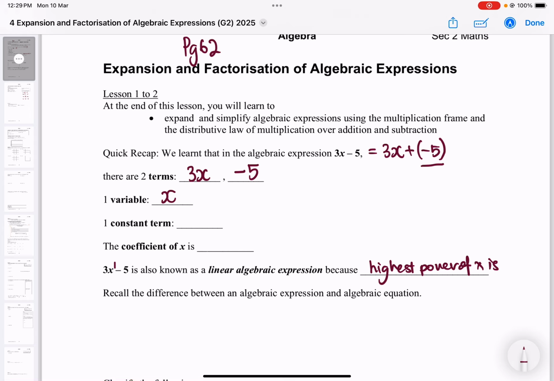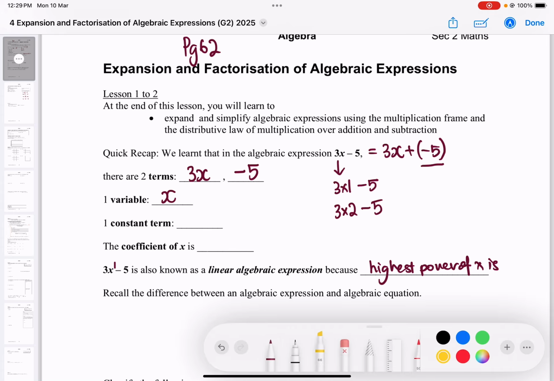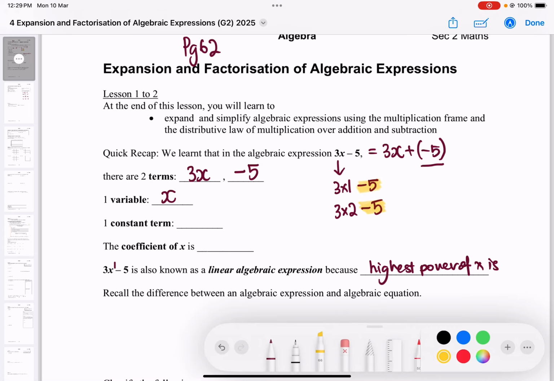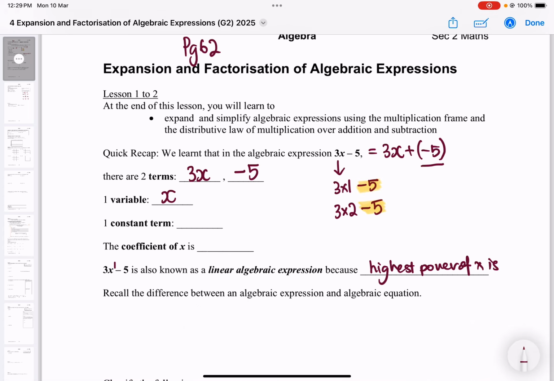Next, what is the constant term? In 3x minus 5, if x was 1, it would be 3 times 1 and then minus 5. If x was 2, it would be 3 times 2 and then minus 5. Can you see that even if x changes, this negative 5 doesn't change? So that's what we call the constant term. So the constant term is negative 5. So the constant term is always the term without any variables multiplied to it.